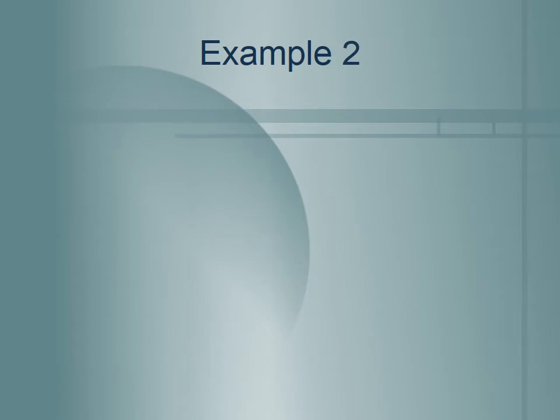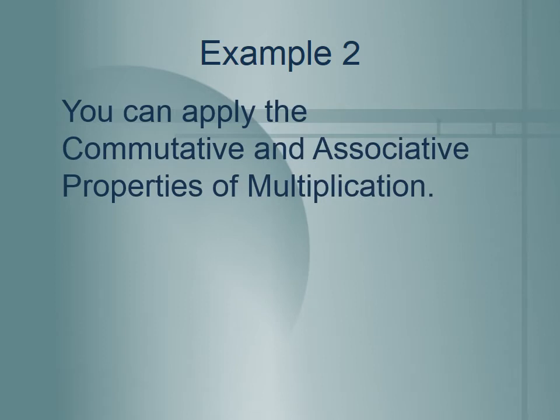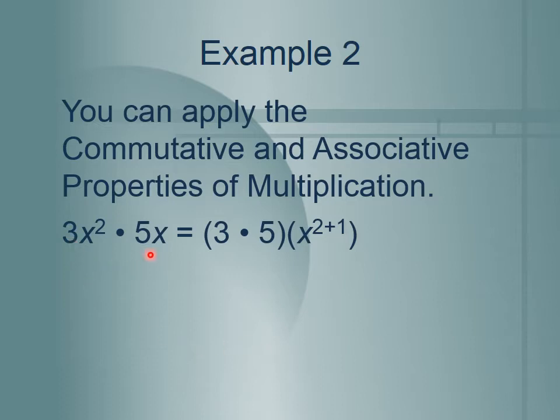All right, let's look at another example, example 2. Let's talk about the commutative and associative properties of multiplication. So remember, commutative changes the order, and associative changes the groupings. Okay, so we have 3 times x to the second power times 5 to the x power. So what I want to do is put my 3 and my 5 together, which I can do with the commutative and associative properties.